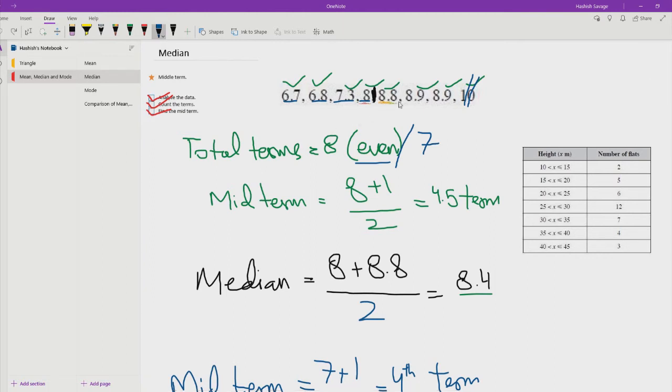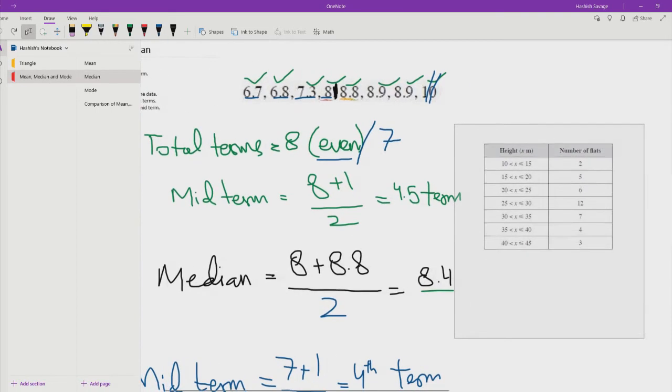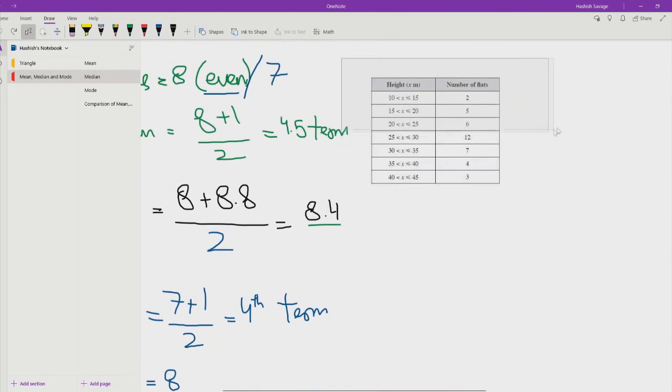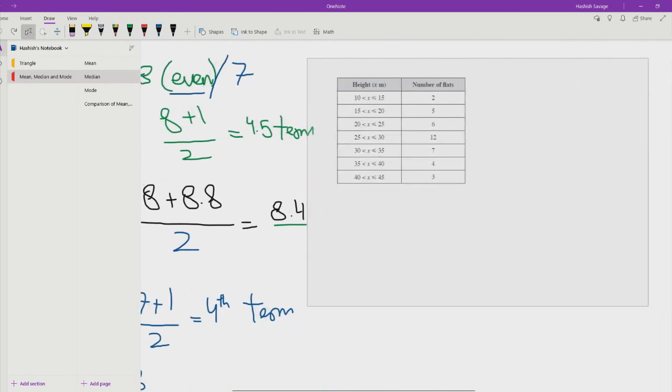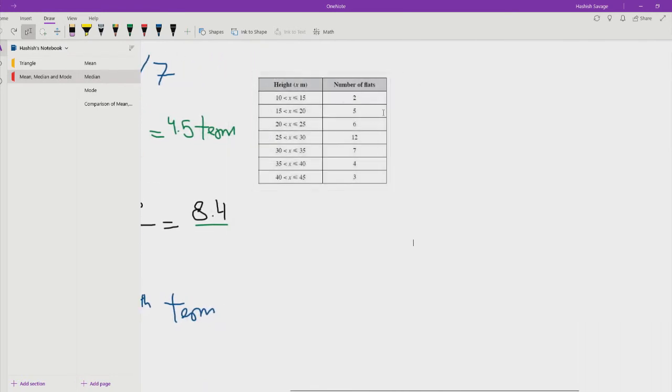Now let's talk about another type of question that can come across when you are dealing with median. The questions will look like this, in which there's a range of x given or simply x given, and then there will be frequency given, like how many times that value is repeating itself.